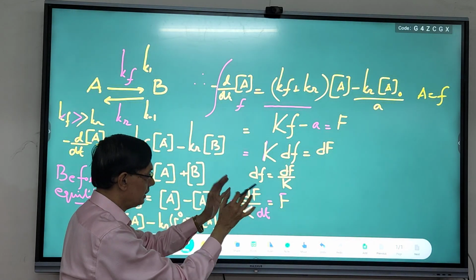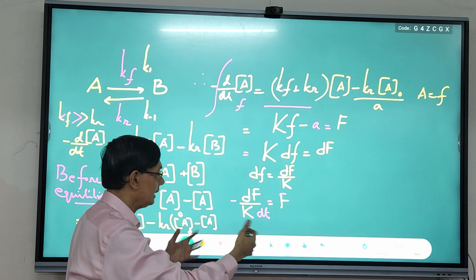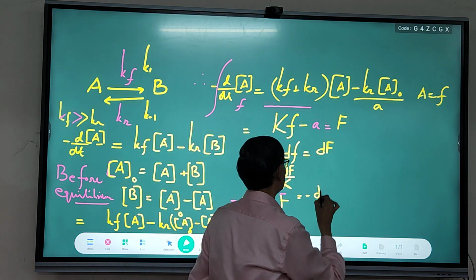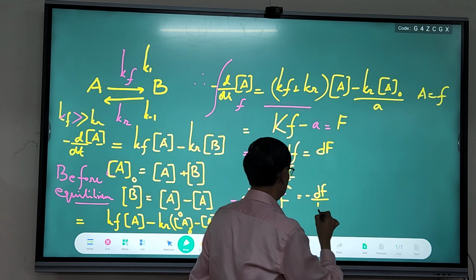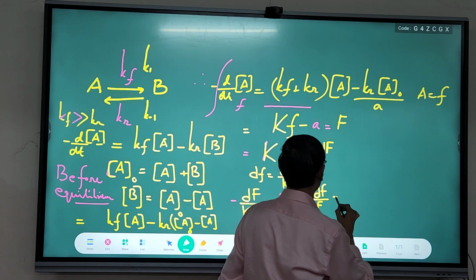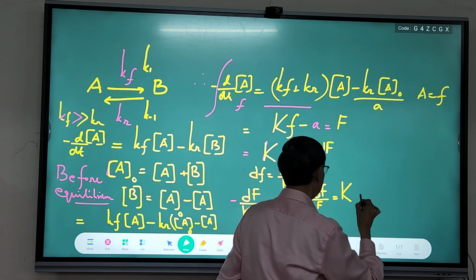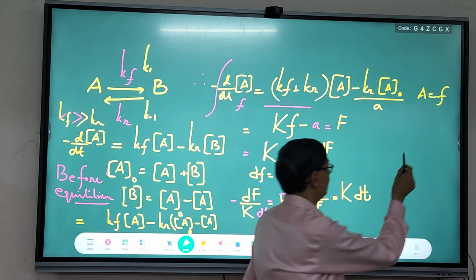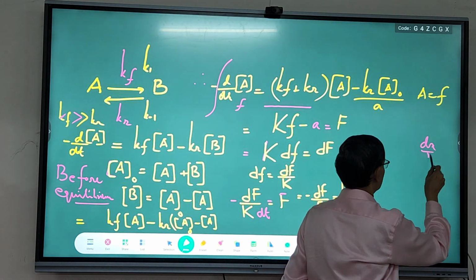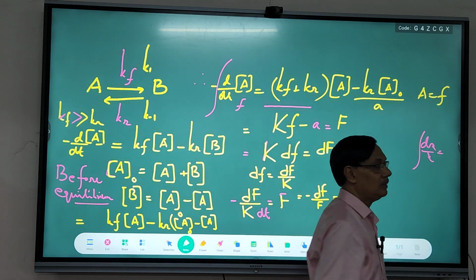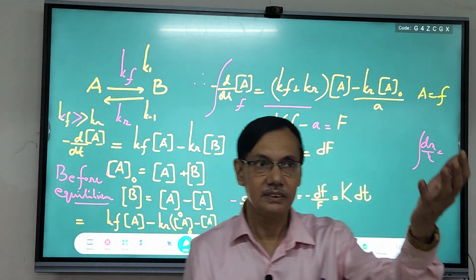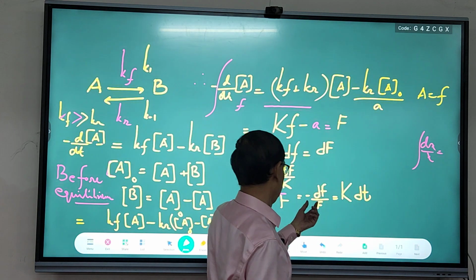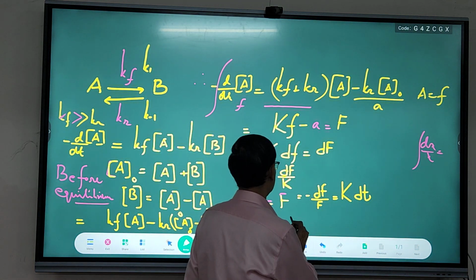That is mathematical simplicity. Now rearranging these things. So it is like that, minus df is equal to k dt. Now any student can solve it because you all know that integral of dx by x, what is the value? Log x, natural log x, like that. 1 by x dx, like that.